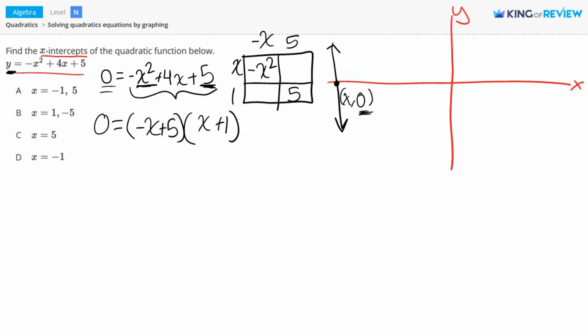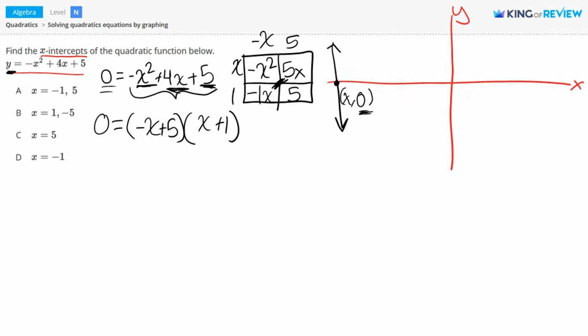So now let's fill out the remainder of our box. 1 times negative x gives negative 1x, and x times 5 gives 5x. If you add up these two boxes, negative 1x plus 5x, you get the 4x here. So that's how I factored. I got 0 equals negative x plus 5 times x plus 1.